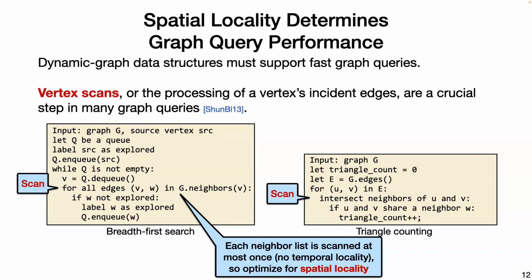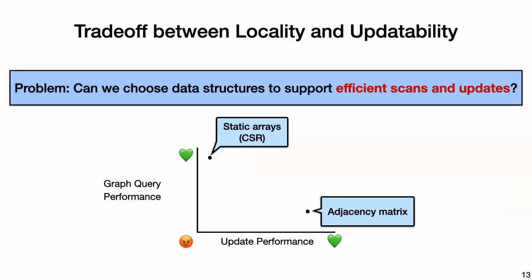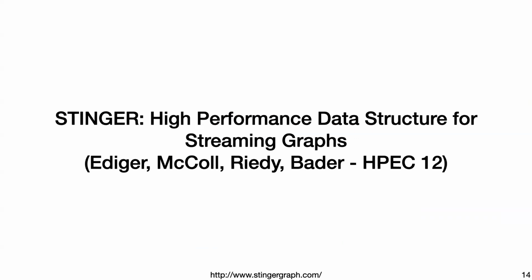So the main problem in graph representations is, can we choose data structures to support both efficient scans and updates? Even in these basic cases, like adjacency matrix and CSR, you see this tension between scan and update. Those are the two far extremes. In arrays, you can do really fast algorithms, but you cannot update it. And in adjacency matrix, you can update it super fast, but doing the algorithms is hard because you have to iterate over the entire row. Questions? Does that make sense?